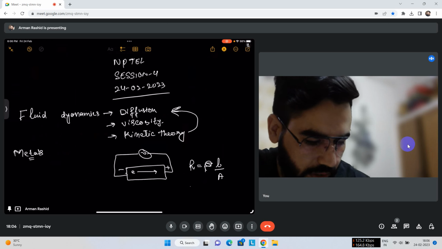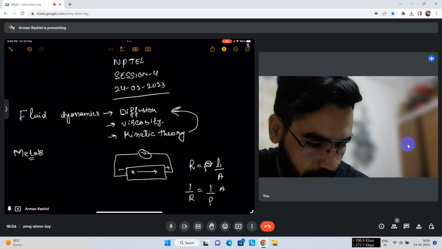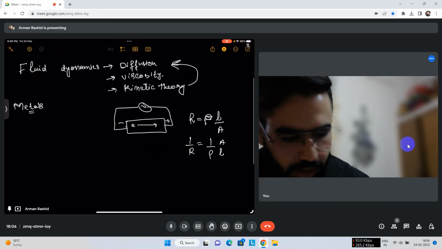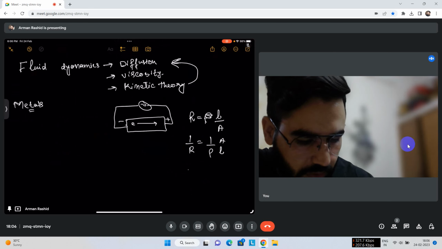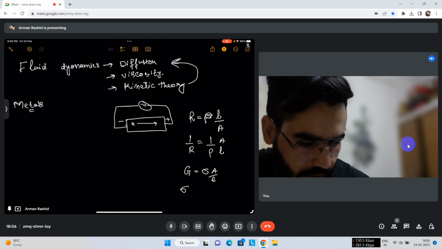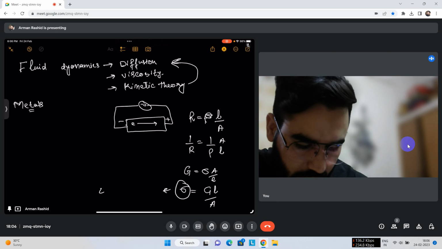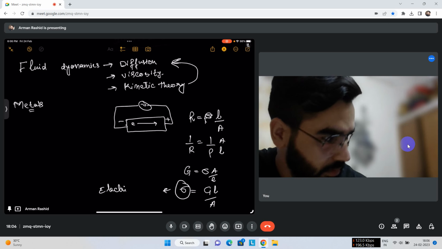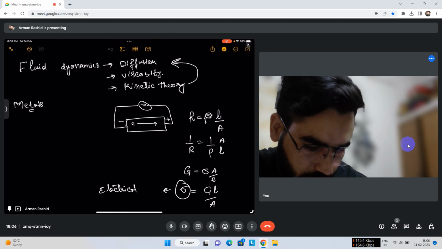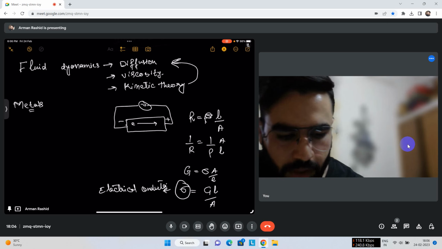So if we invert everything, we will have 1 by R equal to 1 by rho times A by L. Then, correlating, conductance is equivalent to conductivity times A by L. So we have sigma equivalent to G times L by A. This is called electrical conduction, and it occurs because of the applied potential.